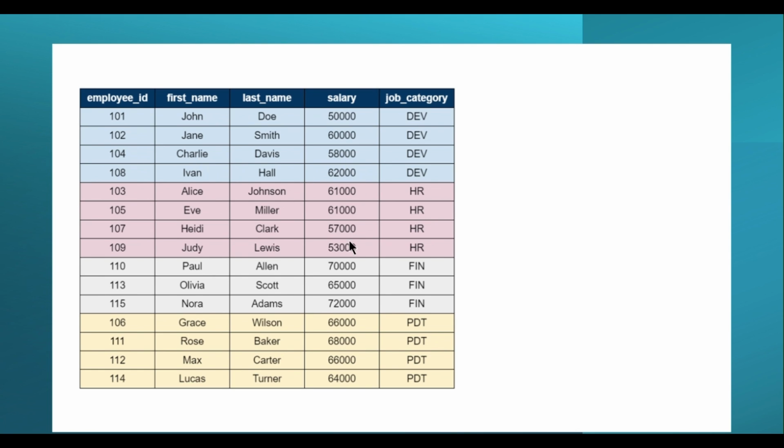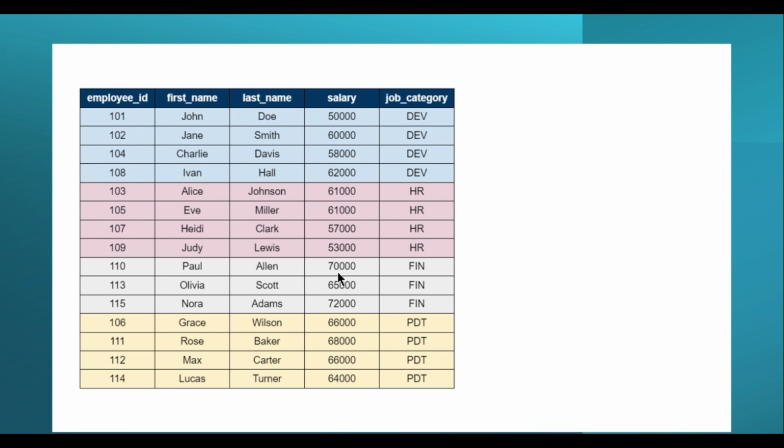Similarly, for the HR department, the highest salary is of both employee ID 103 and 105 having salary 61,000. So this is the first highest salary. The second highest salary is 57,000, which is of the employee ID 107, and the third highest salary is of employee ID 109. Since we want to display the third highest salary, this is the record that we would like to display, which is of the employee ID 109 and the employee name Zodi.